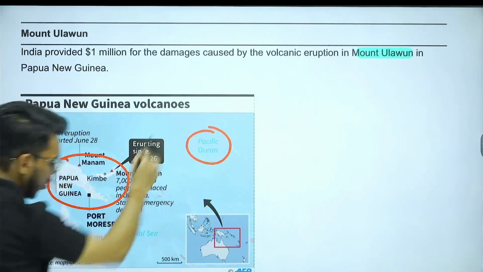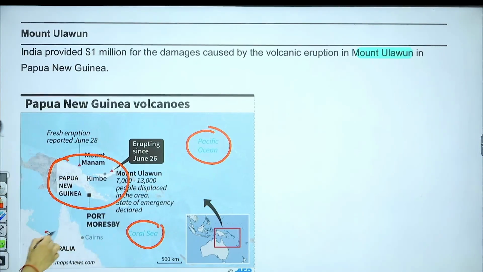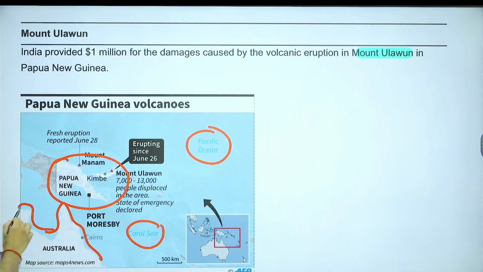Okay, now here we have Papua New Guinea. Here we have Pacific Ocean, Coral Sea, and guys, here you see we have Australia. If you remember, we have already discussed all this.